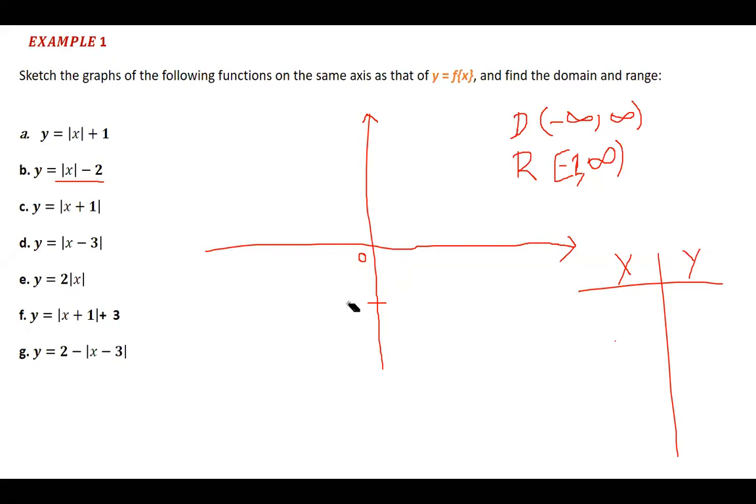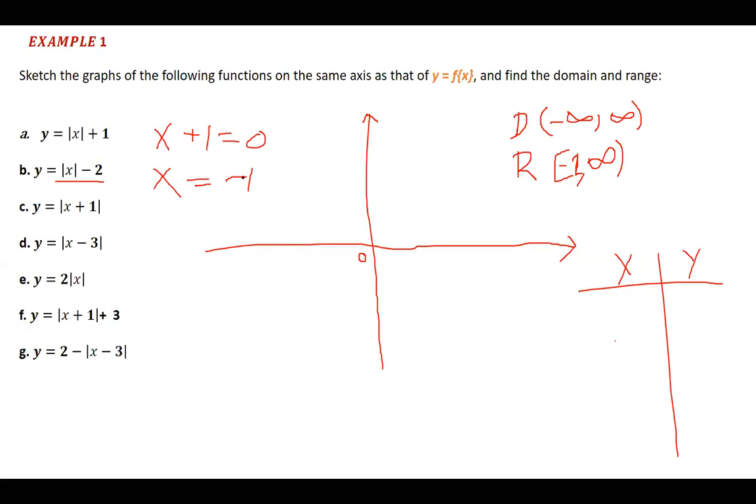Move on to C. So C is saying the absolute value of x plus 1. So here what you do is, remember what we were doing yesterday on radicals. You equate this to 0. Then you find the value of x. So the value of x there will be -1. So if the value of x is -1, what do you do?